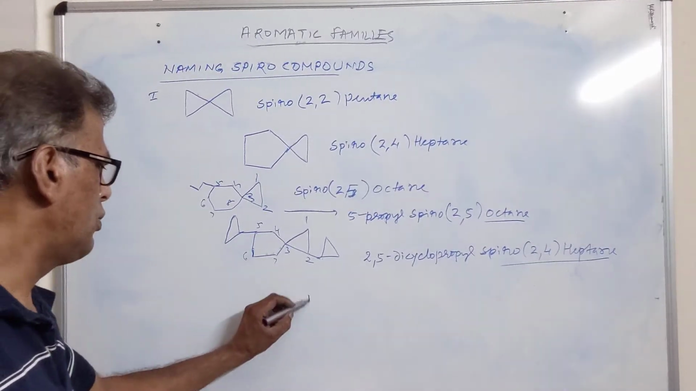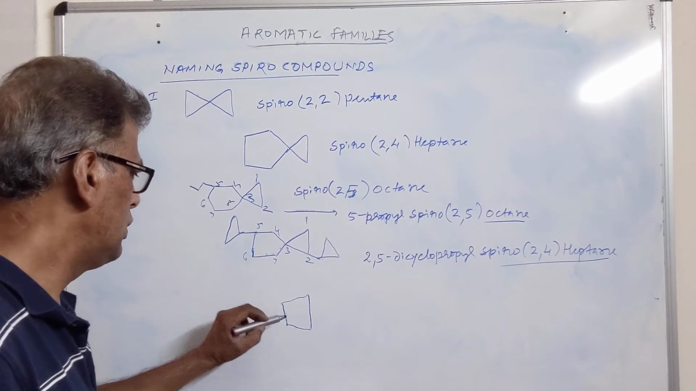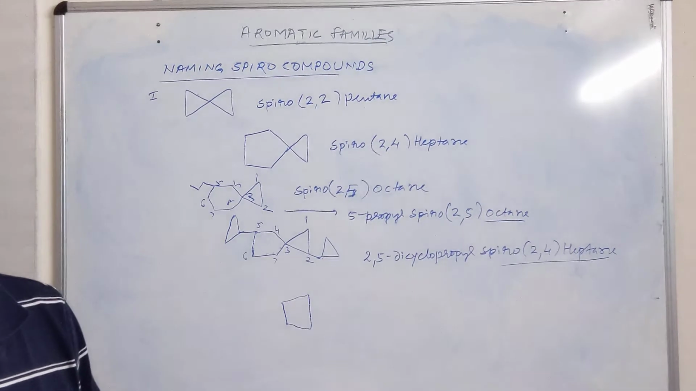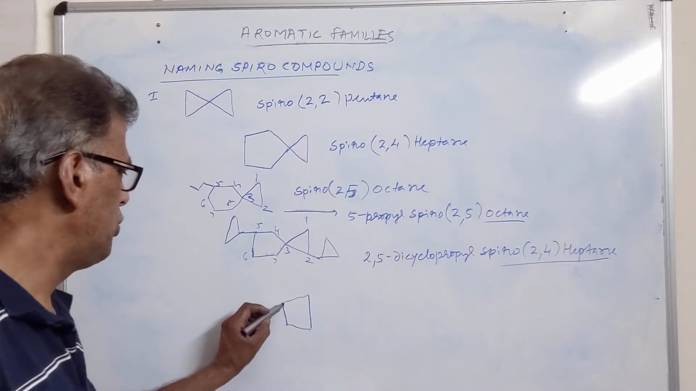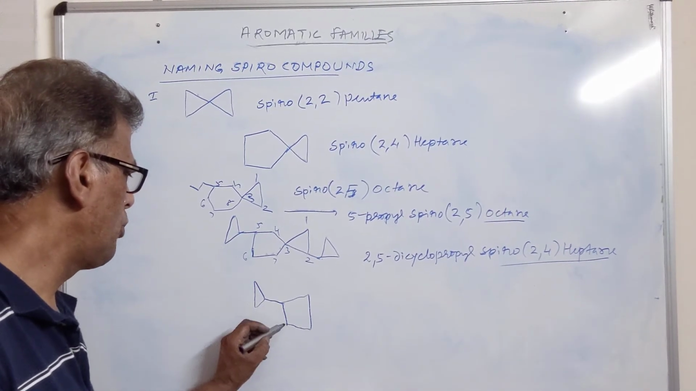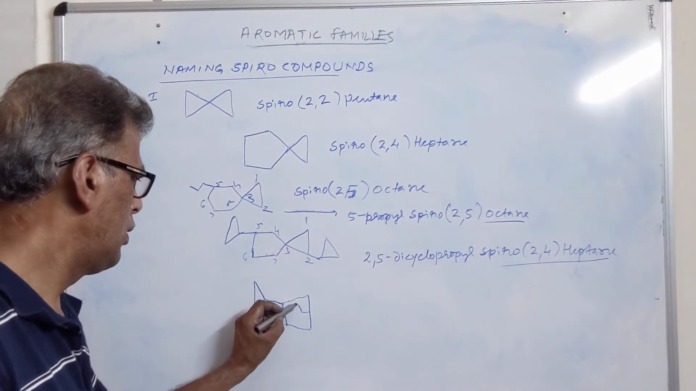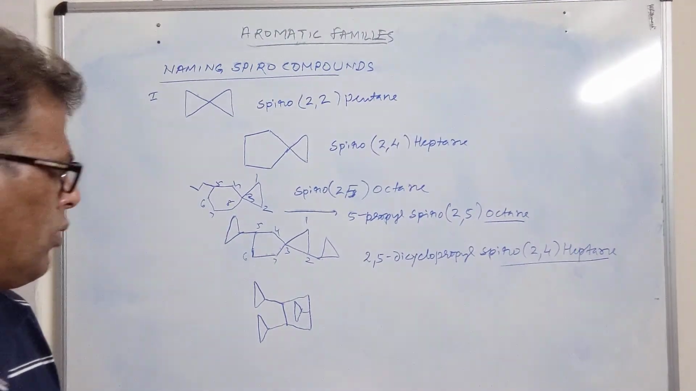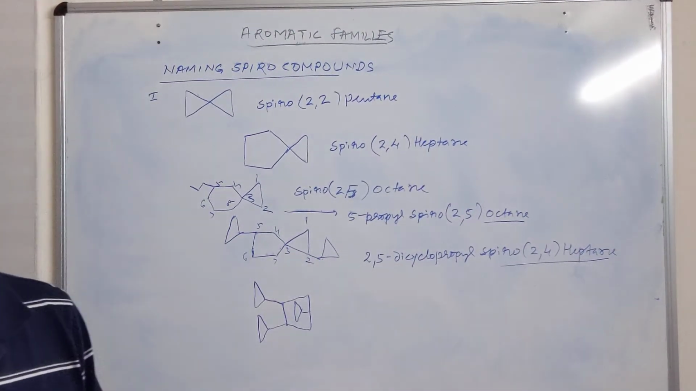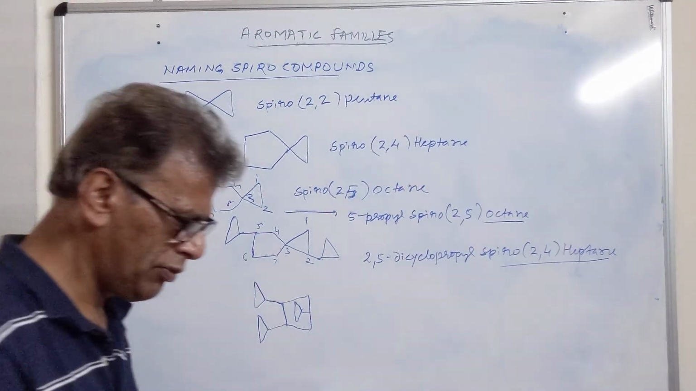Then we have another compound. This is cyclobutane up to now. Now this cyclobutane is substituted with cyclopropyl. How to name this compound? Numbering should be done from the carbon, the small cycle to be numbered first.